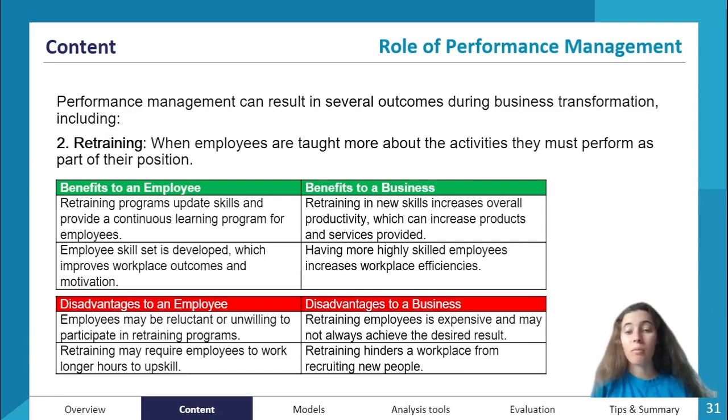Then some benefits to business. We've got increasing productivity, and then that can also have flow-ons with increasing the products and the services provided, the value and the efficiency and the effectiveness of those products and services, and then that can result, of course, in more income. And then having more highly skilled employees can just increase efficiencies and, of course, the bottom line in terms of increasing the revenue.